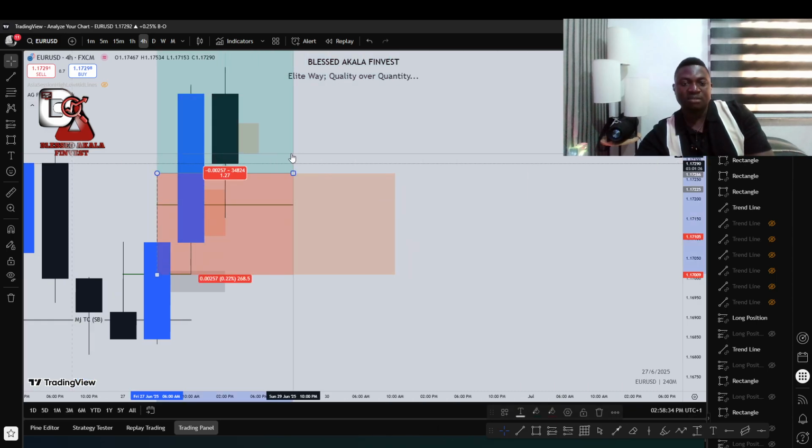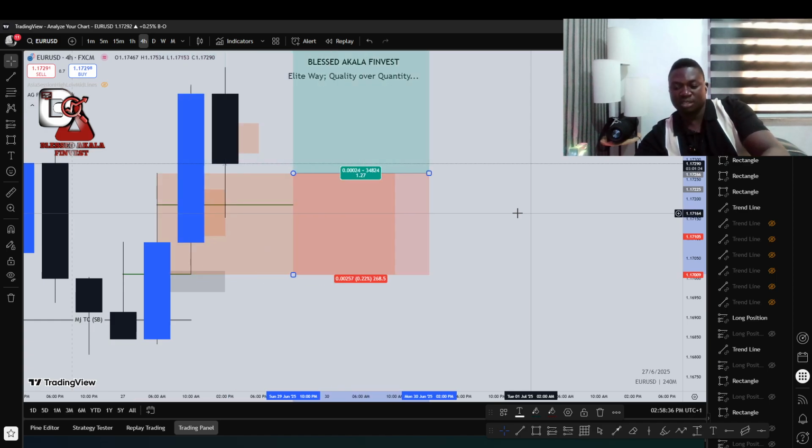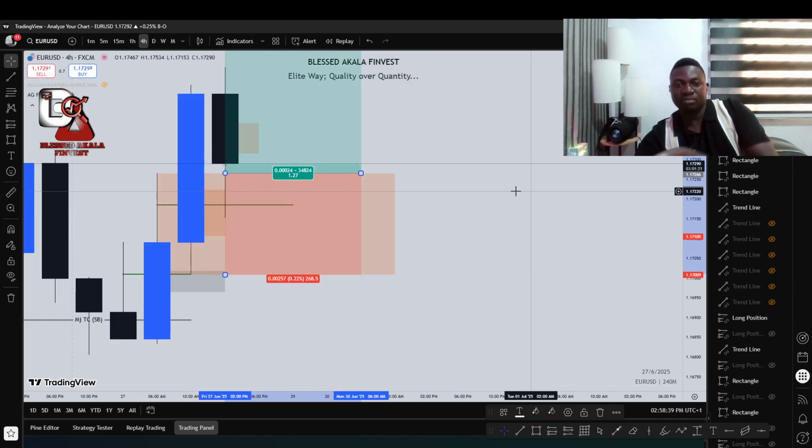So this particular level here, in case you are coming in, it's going to be a very massive one. So we're going to put it as 26 pips.